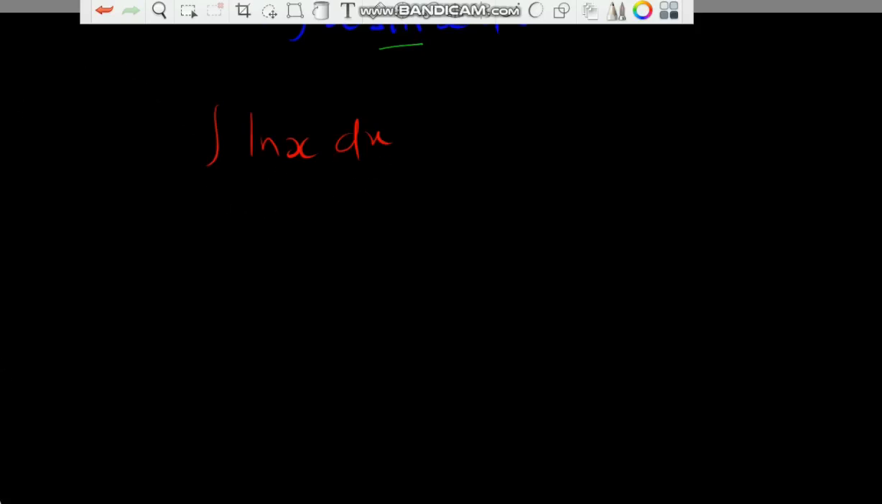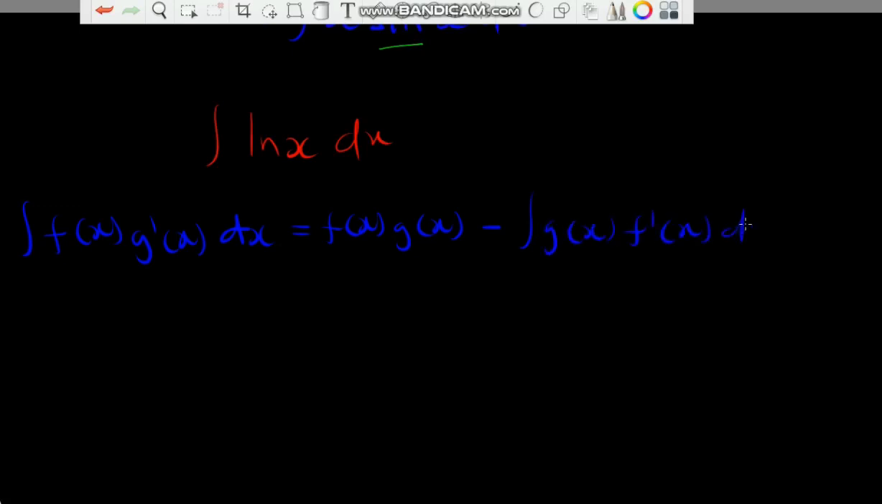Okay, so let me write this formula down so that it should be easy for us to refer. So the formula was given to be the integral of f of x times g prime of x dx equals f of x times g of x minus the integral of g of x times f prime of x dx. Okay, so this is the formula that you are going to apply here.